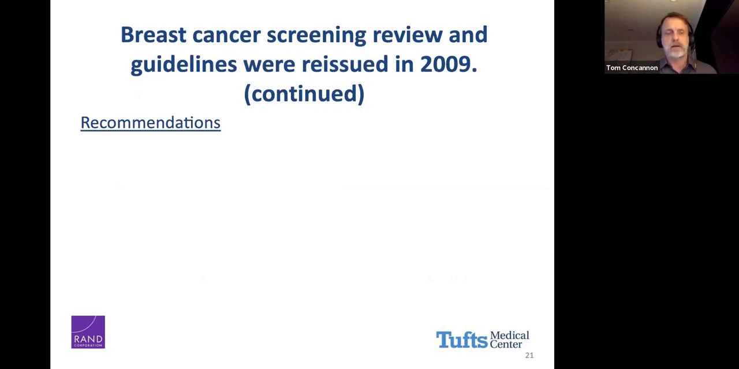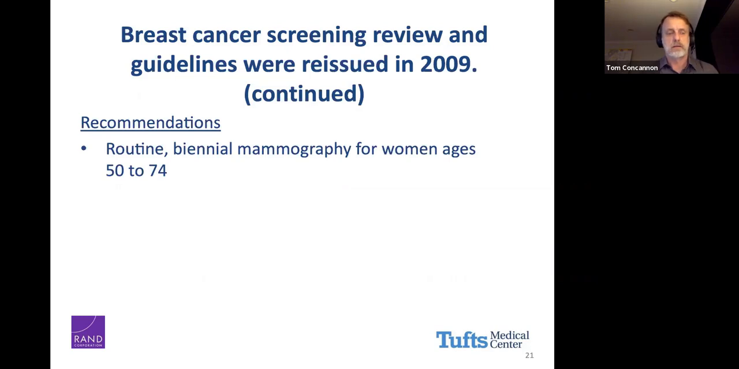So that's a very high level summary of the systematic review that was conducted. This is a summary of the guidelines that they developed from that review. The USPSTF recommended routine, biennial, or every 2-year mammography for women between the ages of 50 and 74. And so this is roughly 24 elapsed years in a person's lifetime. So biennial mammography in this period would amount to about 12 mammographies over the course of one woman's lifetime.